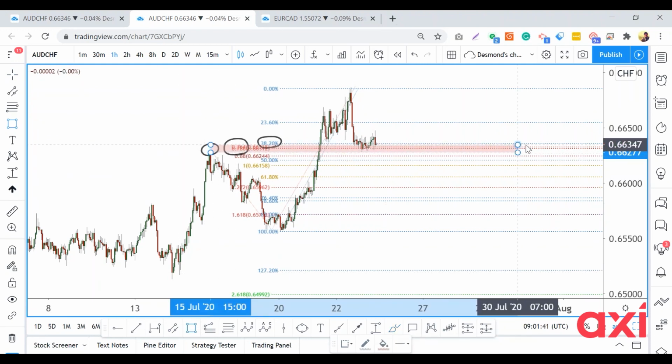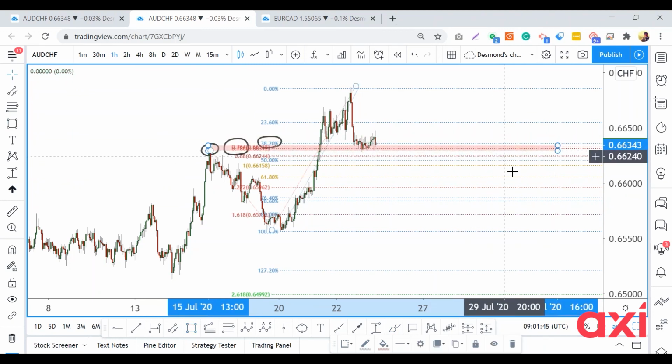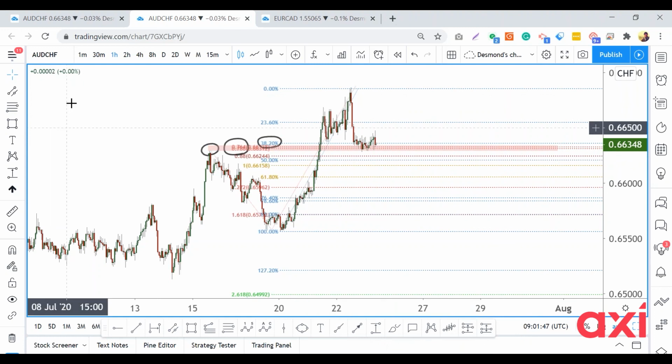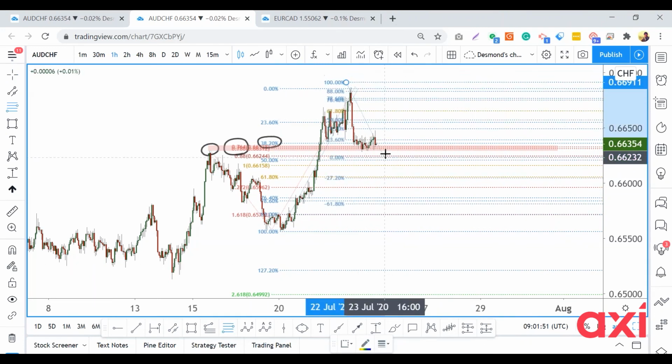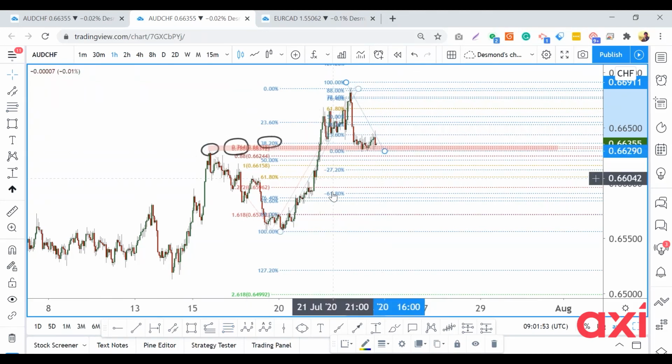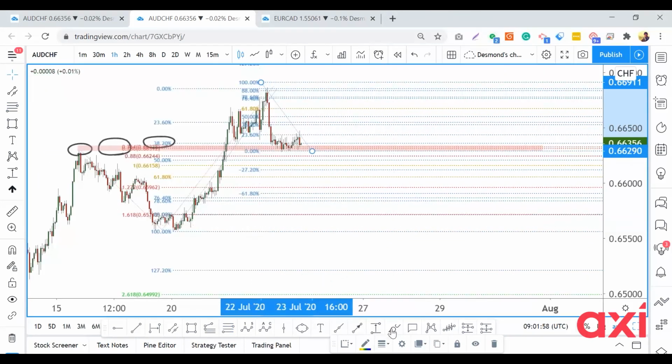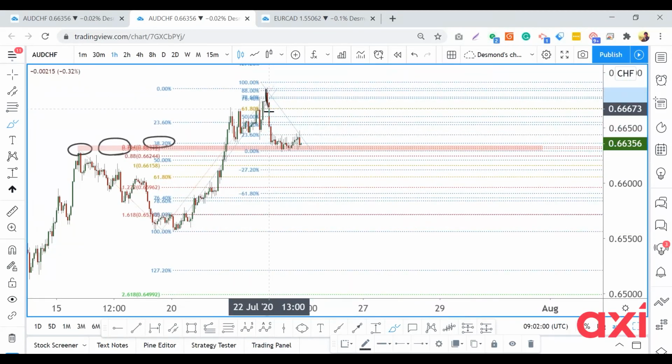This area is a very nice area for me, right? This area is really a nice area for me, right? I would play a trade that goes up to 23%, right? That means if I were to play a bounce over here, I'll be playing for price to come down here. I would enter here and get out at 23.6%, right? Because 23.6% is always the first big resistance level for me, right?